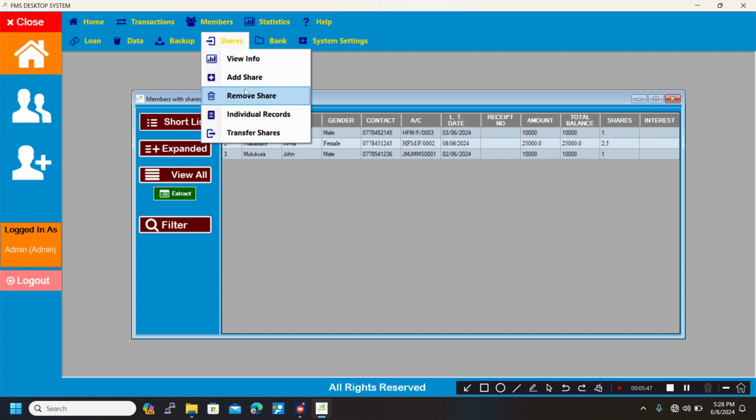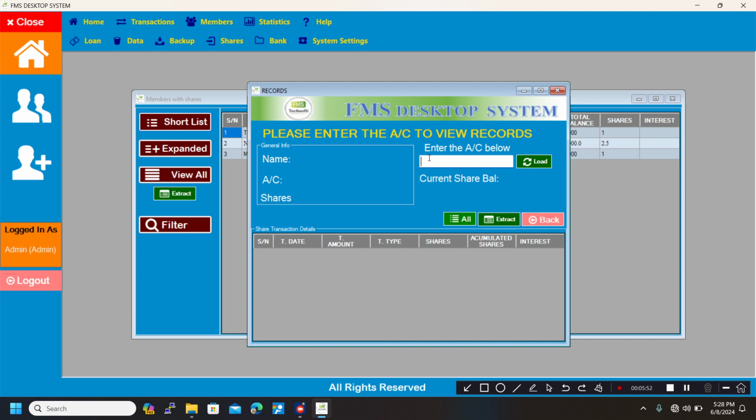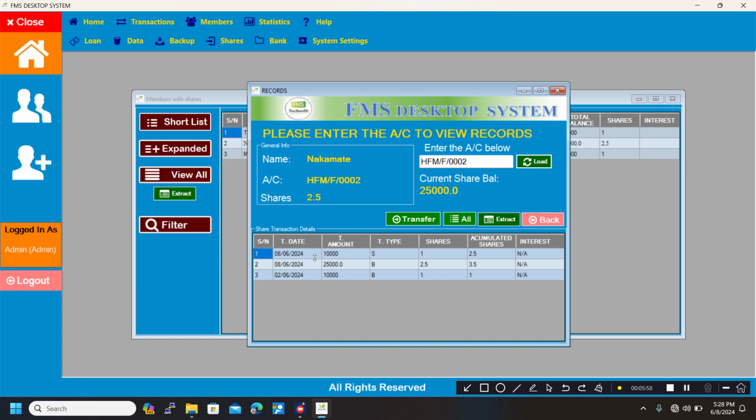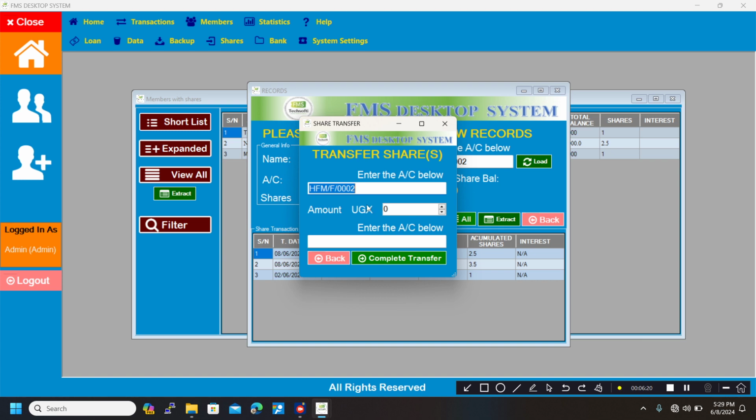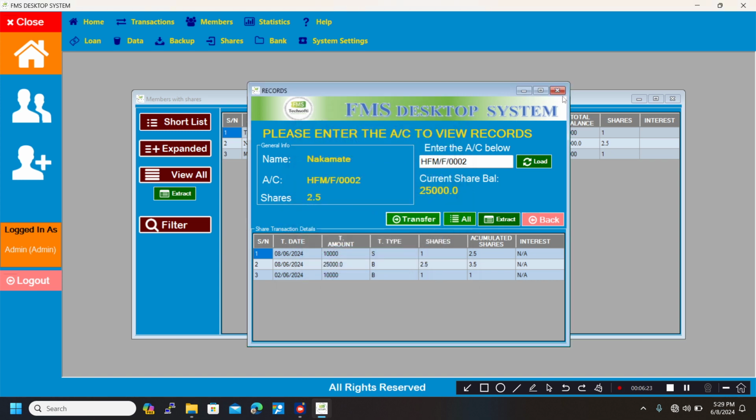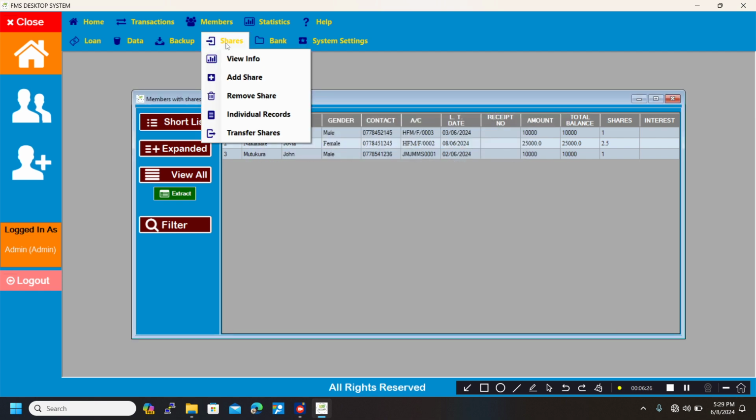Then another thing is individual records among the shares. How this person has been coming, buying shares and selling shares can be listed here. So you can see this date she bought shares, this date she had to increase the shares, and this date she had to sell out a share. And you could also perform a transfer of shares from one account to another account. So let us look at transfer of shares.